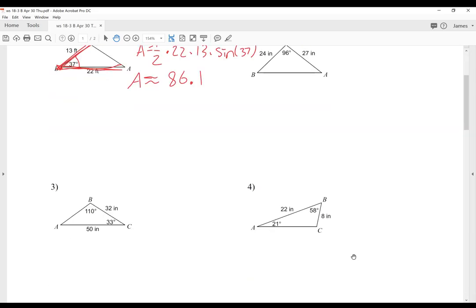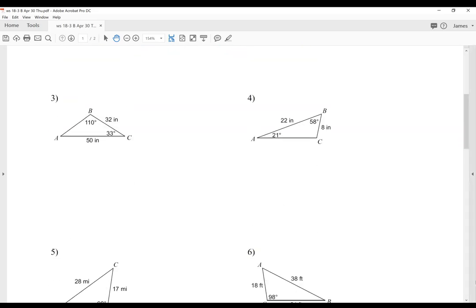Okay, so number 3. Now this one has two angles: 110 degrees and 33 degrees. So which one are you going to use? Well, we only use the one between the two sides. We're going to be using 32 and 50 because those are the sides that were given. We don't have the third side. So the angle you must use is between those two sides, which is 33.